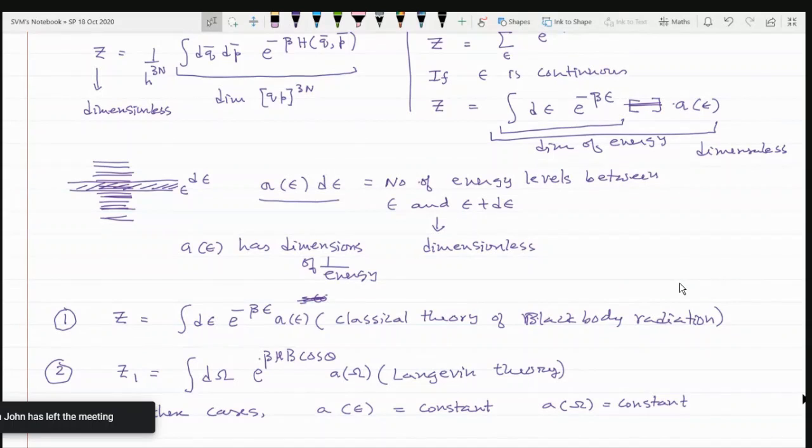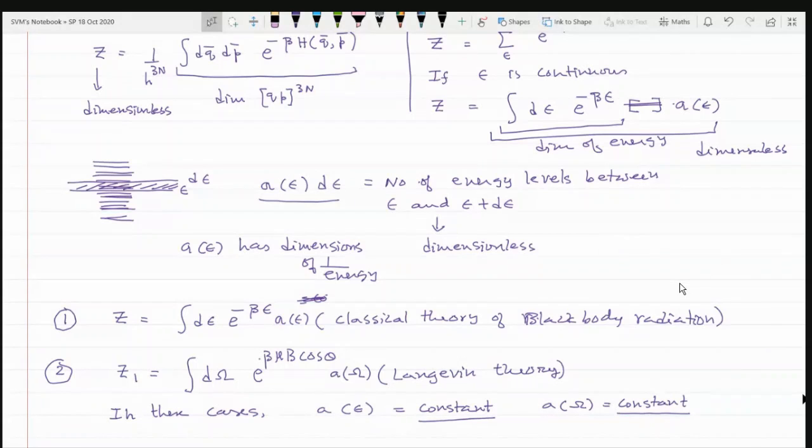If the constant is 1, then exactly what we have done will go through. But if it is constant, that is enough. It need not be 1. Even if it is constant, that constant will not bother us in getting thermodynamic properties. I don't know if Ashutosh is listening, but this is what I think. Yes, sir, I am listening. I fully understand that. Okay.